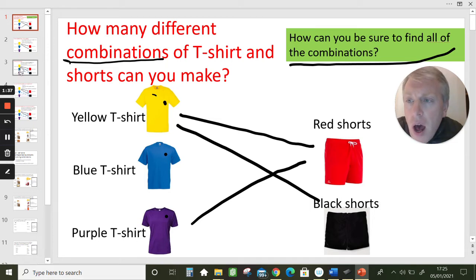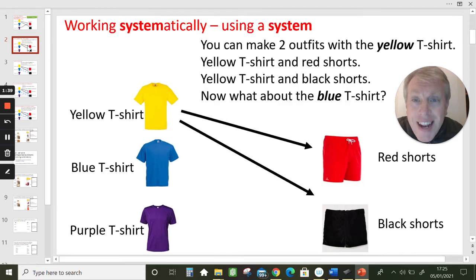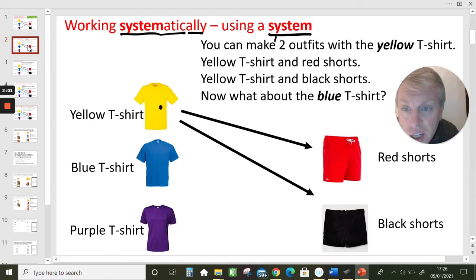So I'm going to suggest that in this lesson, in this video, we try to work using this idea of being systematic, or working systematically. And it means using a system. So I'm going to start, and I've drawn it on already, with the yellow t-shirt. And instead of just then going straight onto the blue t-shirt, I'm going to make sure that I've got all the combinations for the yellow t-shirt.